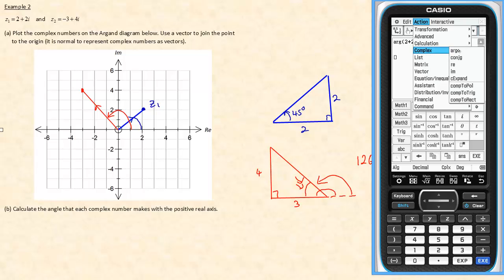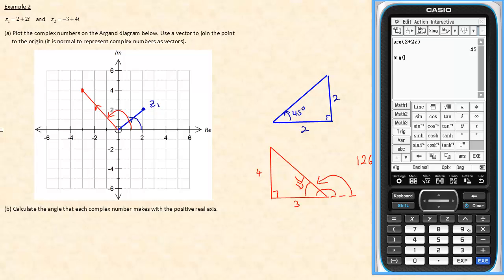So go to arg and we'll do the negative 3 plus 4i. And let's leave ourselves in degrees for now. And there we go, 126.9, so it does it in the right quadrant.